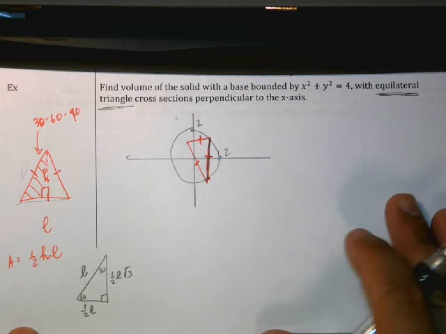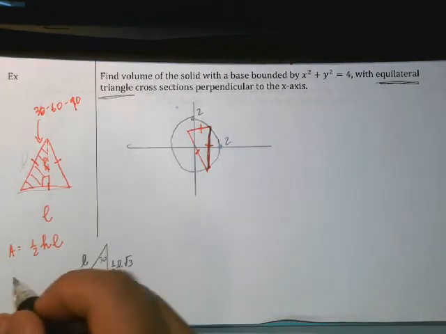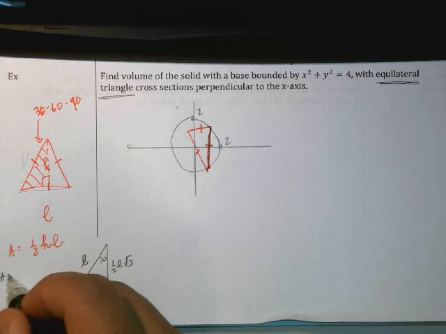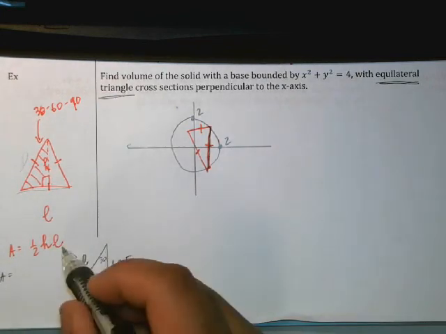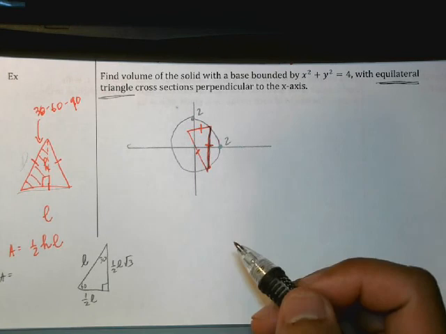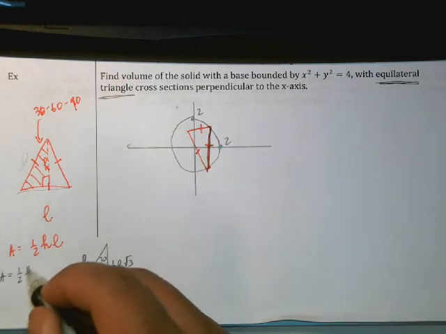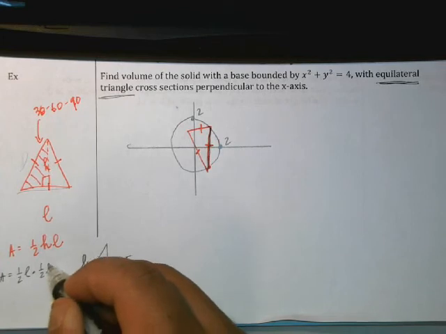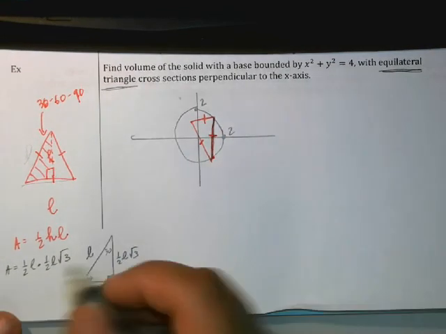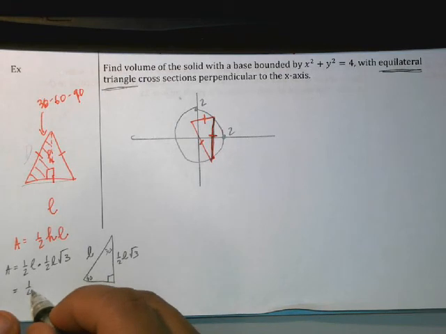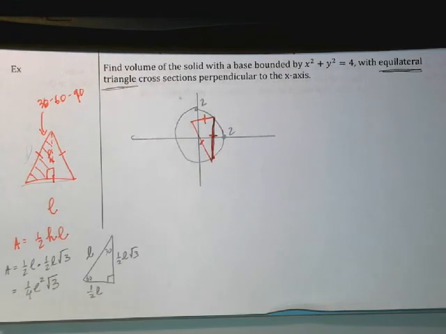Okay. So the area of an equilateral triangle, and I'm sorry, this is a little bit messy, the area then is equal to 1/2 the base, which is still L, times the height, which is 1/2 L root 3. So you have 1/2 L times 1/2 L root 3. Okay? So putting all this together, we end up with 1/4 L squared times the square root of 3.